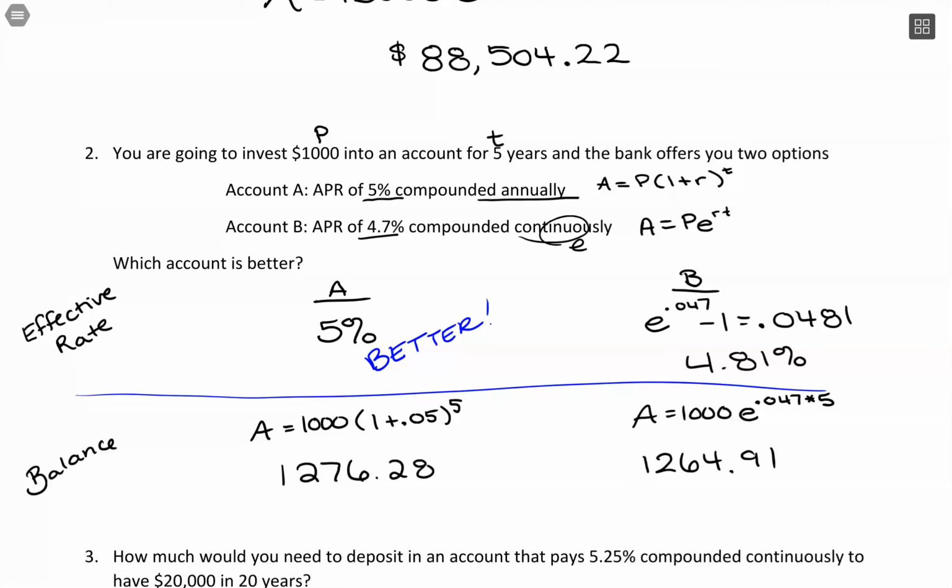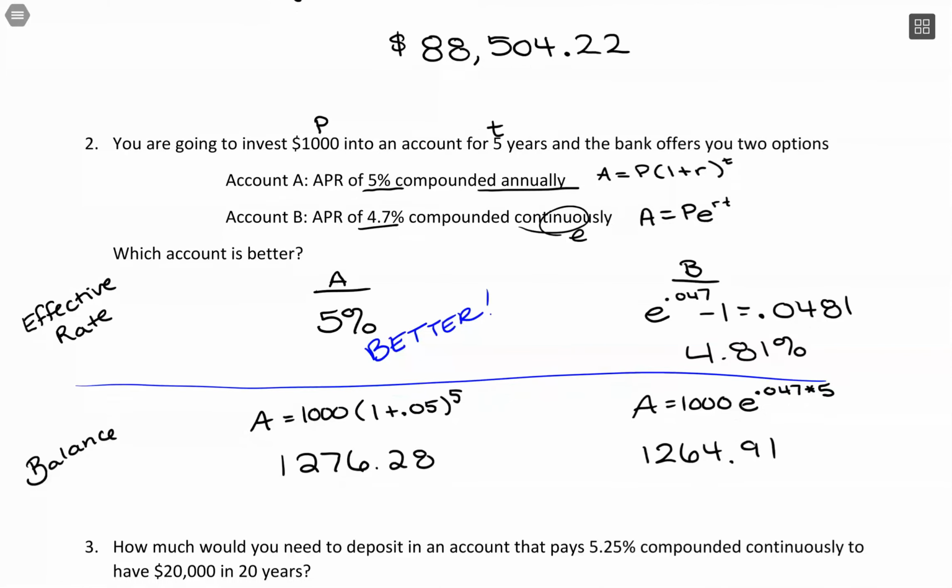So because they gave you a principal, either method's great for comparing the accounts. The effective rate will always work, so if they don't give you a principal or amount of time, you'll want to use that effective rate to solve.